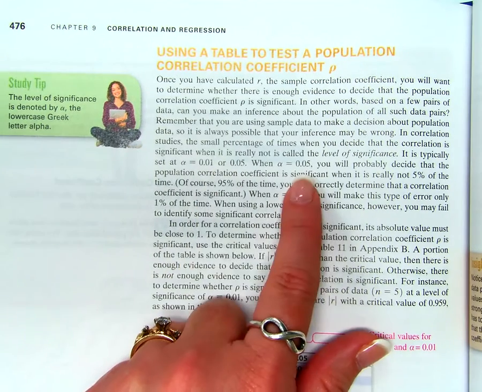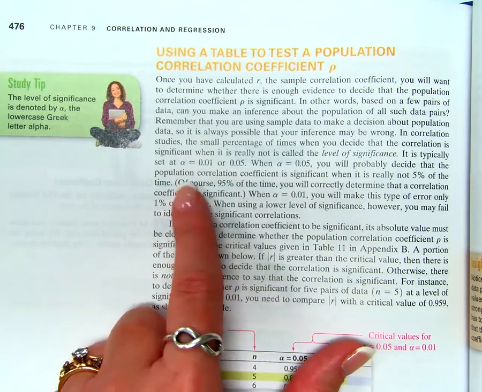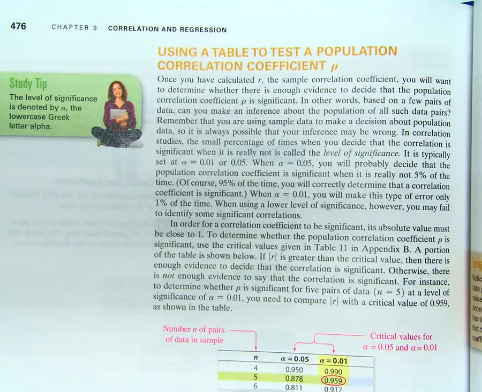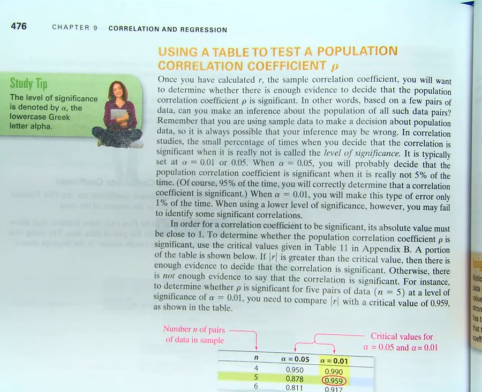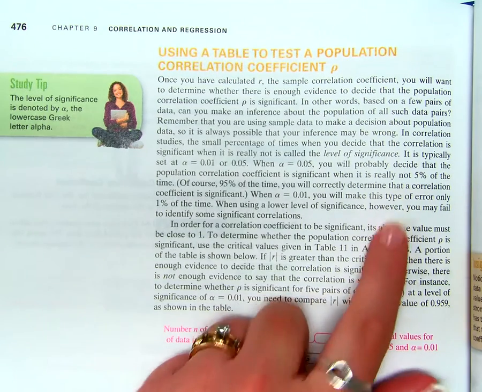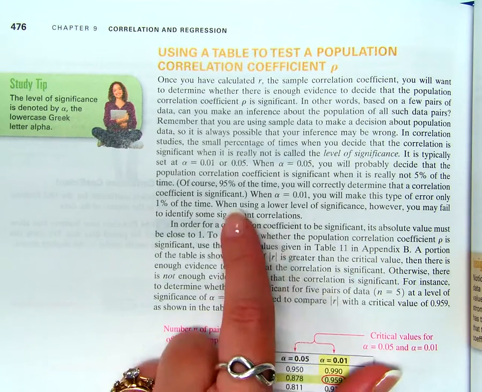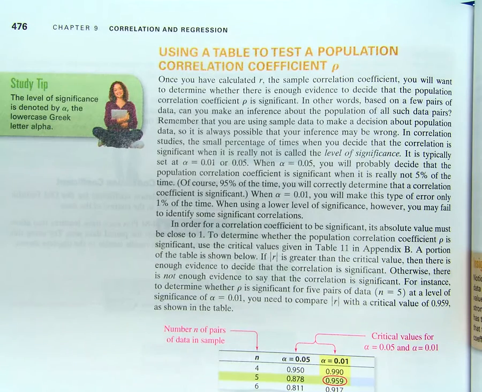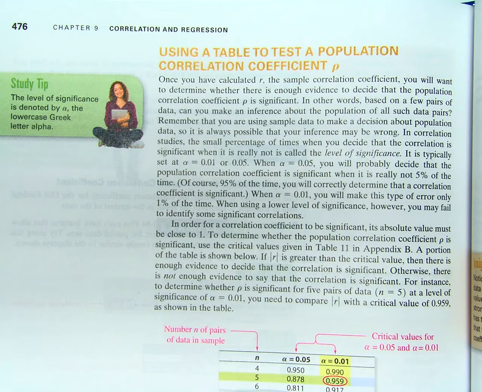Okay? When it's at 5%, you'll probably decide that the population correlation coefficient is significant when it's really not 5% of the time. Or if we're doing the 1%, it's really not 1% of the time. Okay? When using a lower level of significance, you may fail to identify some significant correlations. You might. Okay? In order for a correlation coefficient to be significant, its absolute value must be close to 1.